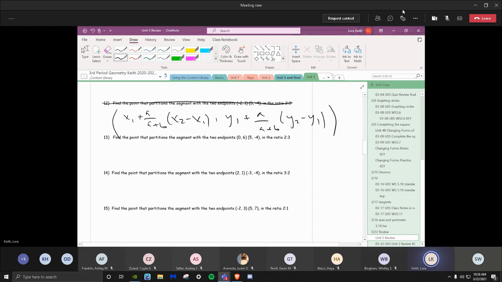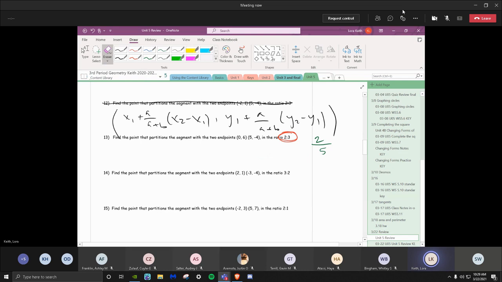Okay, so we're trying to find the point that partitions 0, 6, and 5, -4 in the ratio of 2 to 3. So first, let's talk about the ratio. So if the ratio is 2 to 3, that means we have 2 parts, and then we go over 3 parts. So how many total parts do we have? So if we have 2 parts and 3 parts, what's the total? 5. We have 5. So the denominator is going to be 5, and then the numerator is just your first number of the ratio. So our actual fraction is 2 over 5.